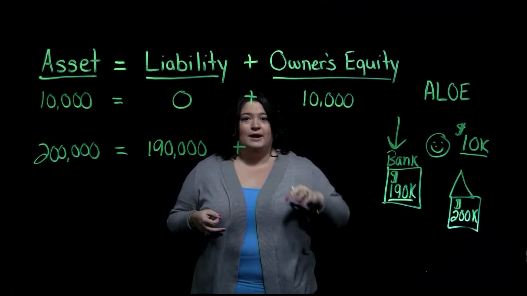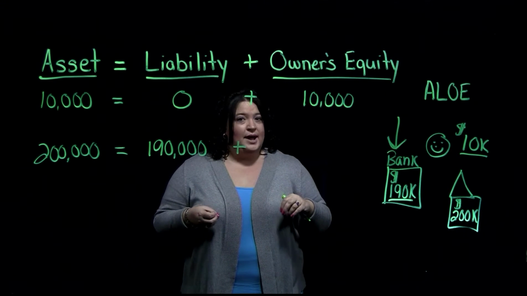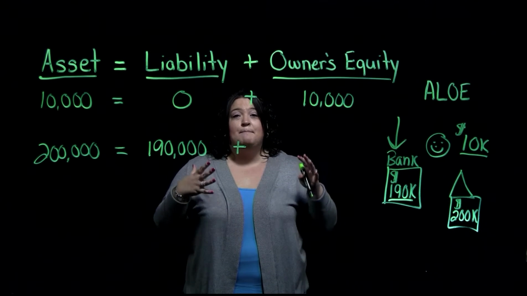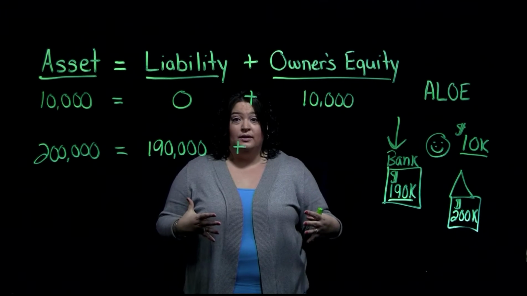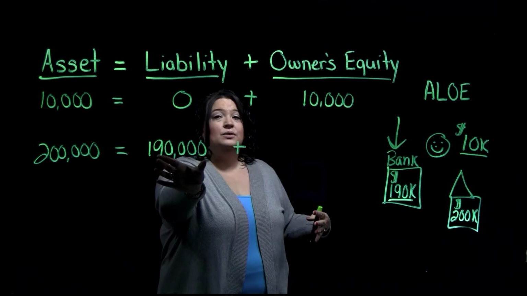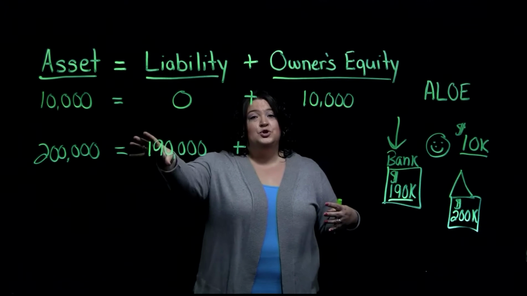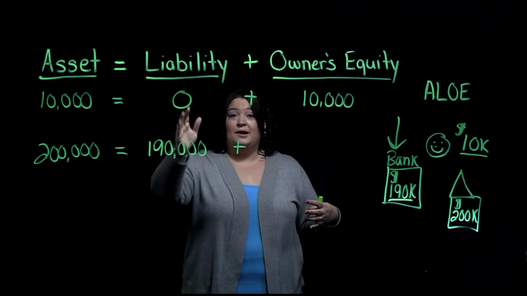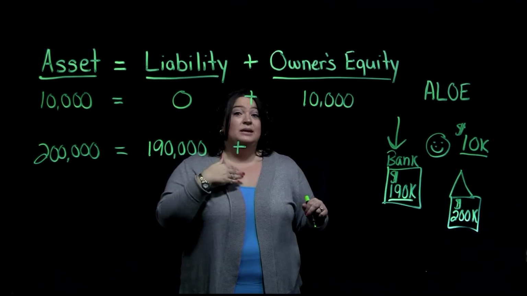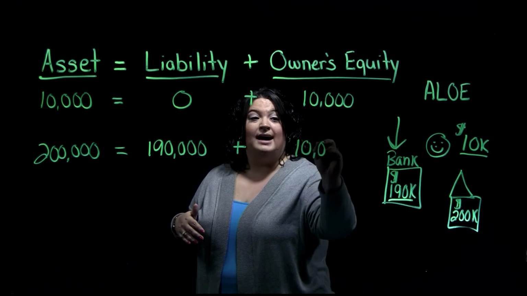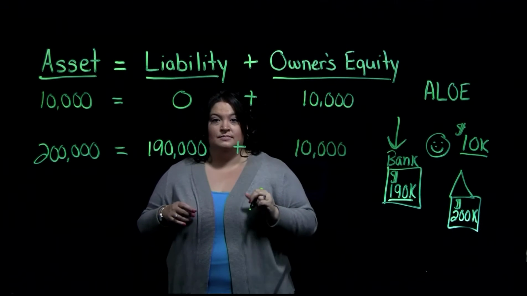And the last part of our accounting equation is owner's equity. And remember, owner's equity is the amount you actually own after you take away your liabilities from your assets. I have $200,000, but I owe the bank $190,000. That means I only own $10,000 of that $200,000.